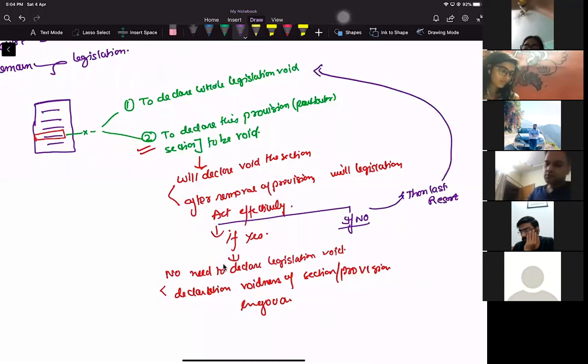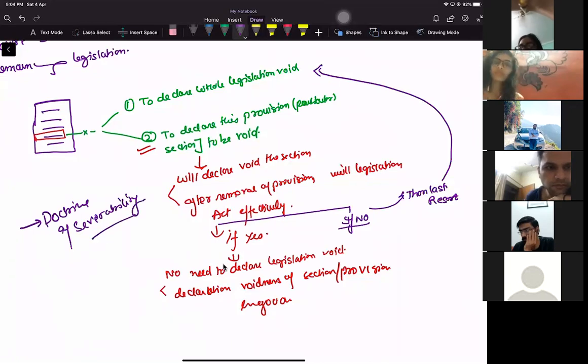So you will not be declaring the whole legislation void at one go. Okay, and this is what we know as doctrine of severability. You try to separate the inconsistent or inoperative or contradictory part from the main legislation, and then read the legislation. If after removing that part, the legislation is still acting effectively and, very importantly, serving the purpose for which it was made, then there is no need to declare the legislation void. It is enough that you have declared a particular provision void.